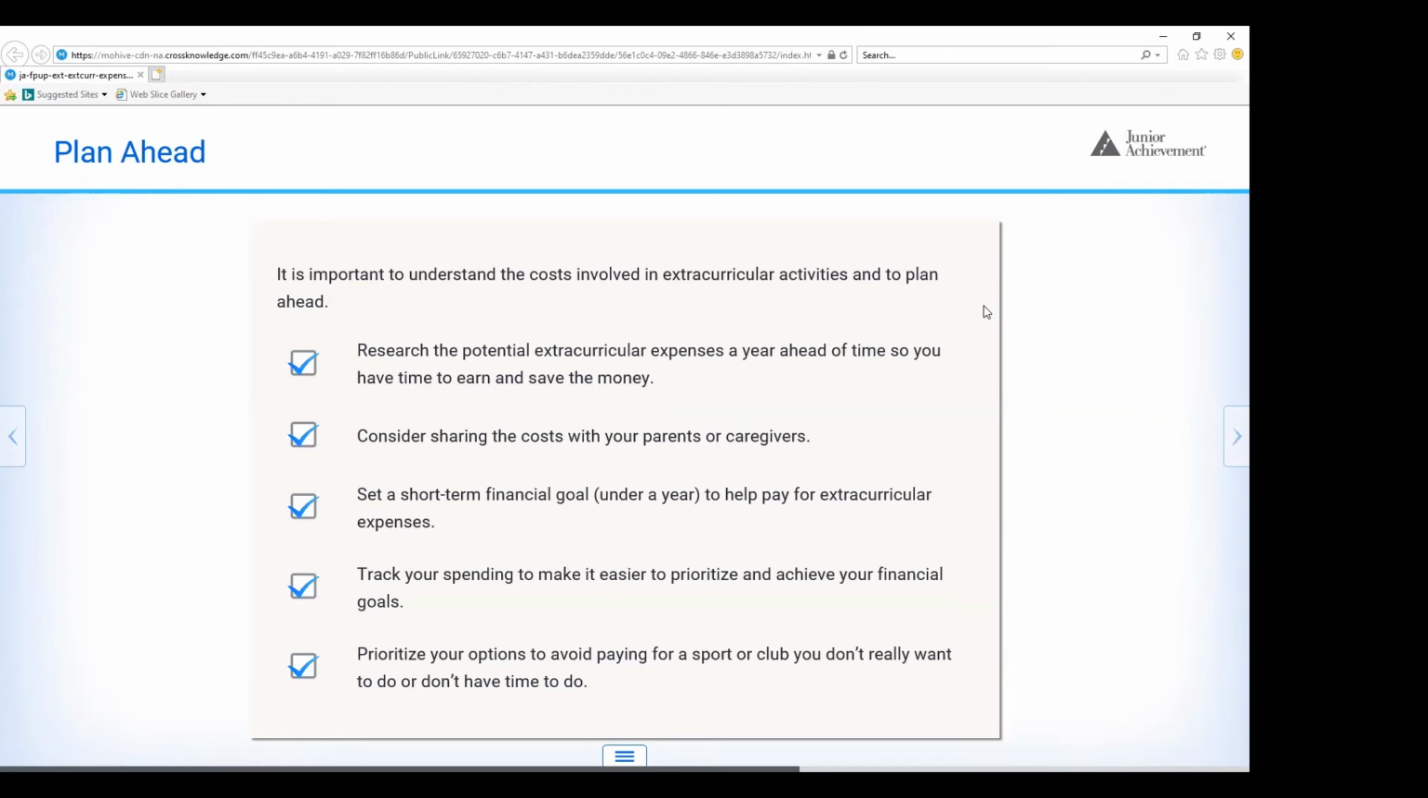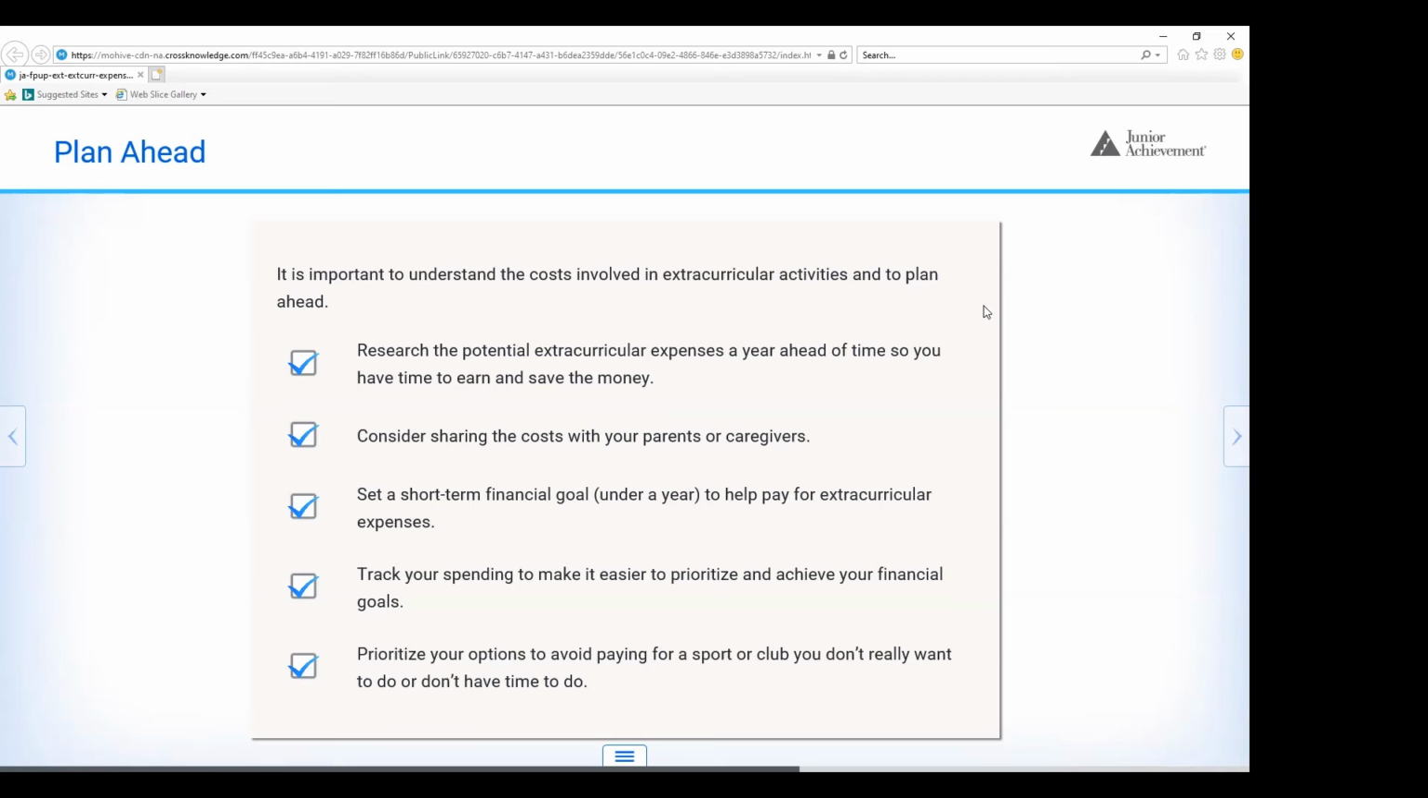Track your spending to make it easier to prioritize and achieve your financial goals. Make sure that you are saving money and putting a little bit aside each, if you work, each pay, just put a little bit aside. That way you have that for the future.